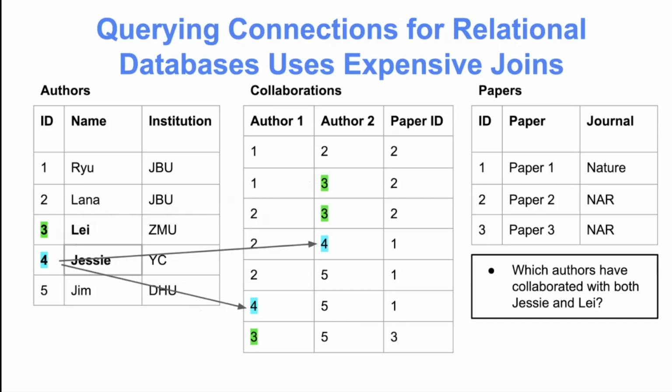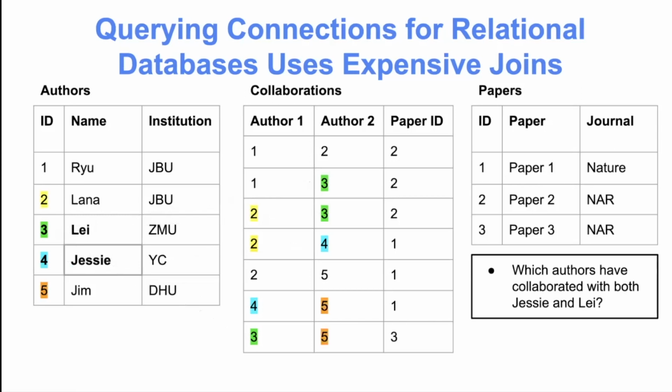Now we can look at which authors they have collaborated with, which is this one. They both collaborated with number 2, so 3 and 4, and number 5, so 3 and 4 here. And so 2 points to Lana and 5 points to Jim. So we can say that Lana and Jim both collaborated with Lei and Jesse.